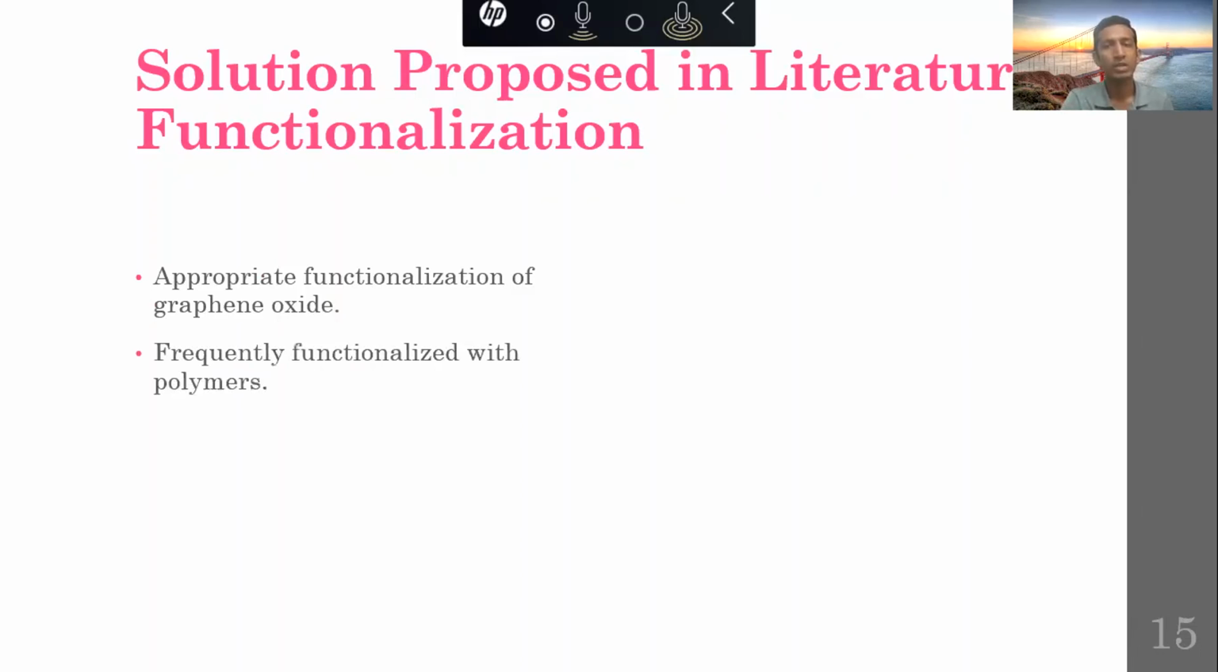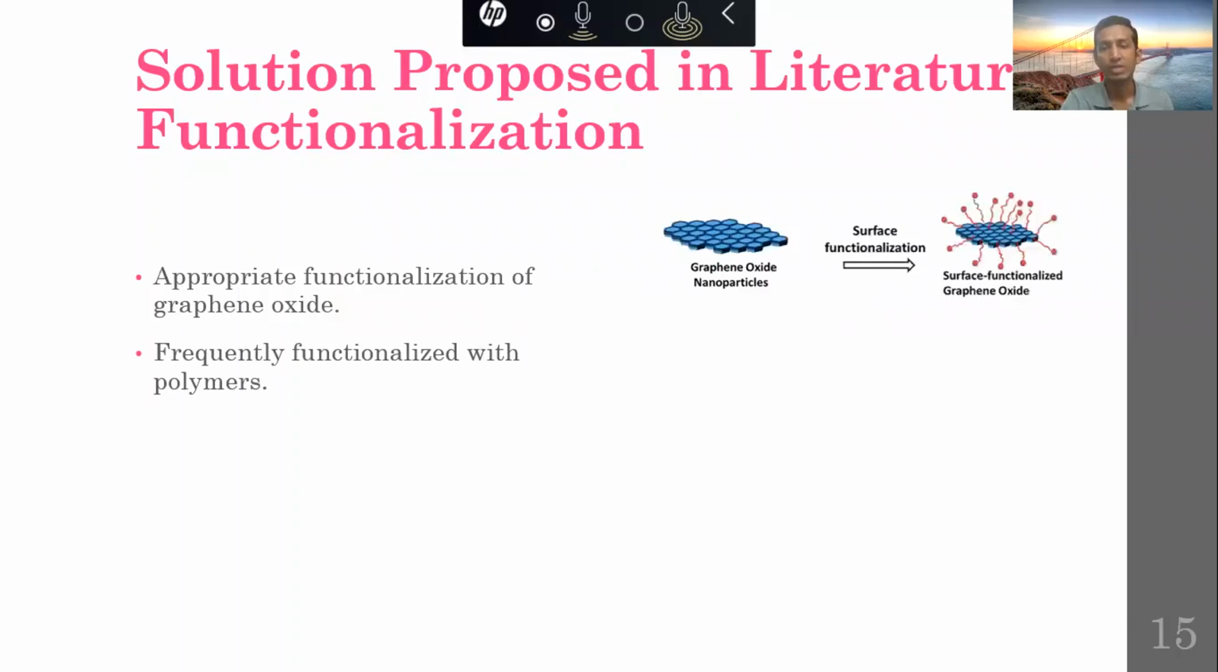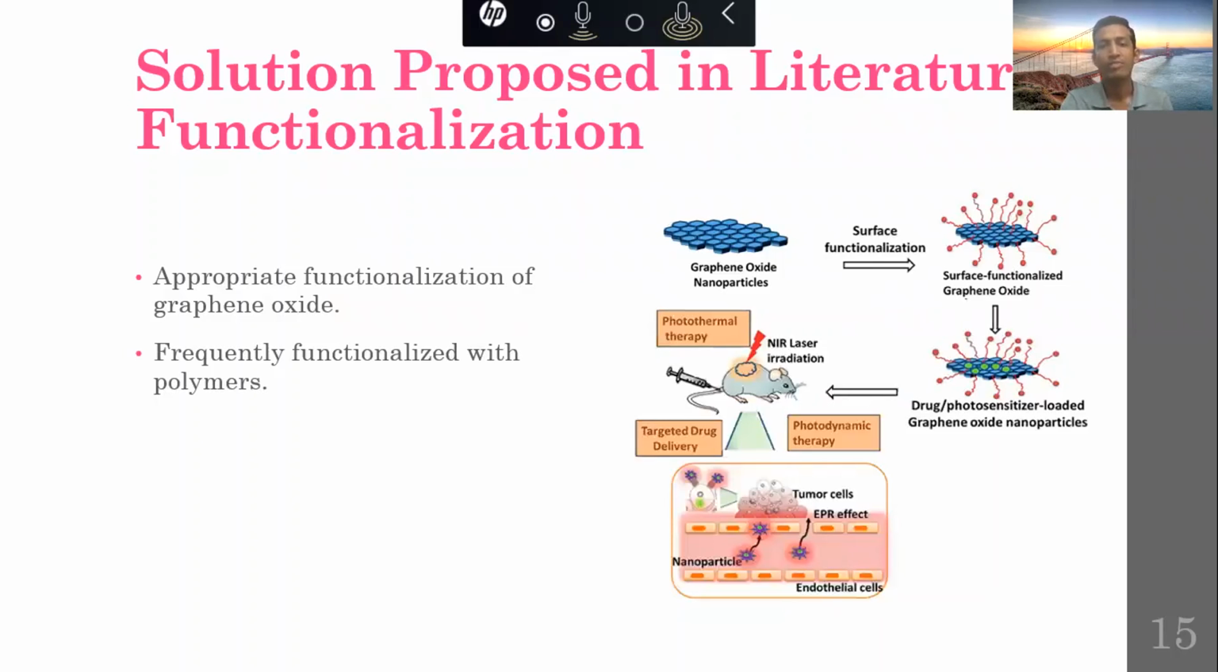So what is the solution of this problem of toxicity? Appropriate functionalization of graphene oxide with different materials to reduce toxicity. Frequently it is functionalized with polymers. We have graphene oxide nanoparticles, we surface functionalize them, and we get surface functionalized graphene oxide. We use drug or photosensitizer loaded graphene oxide nanoparticles. We use drugs to load them, and then they have multiple applications in photothermal therapy, targeted drug delivery, etc.